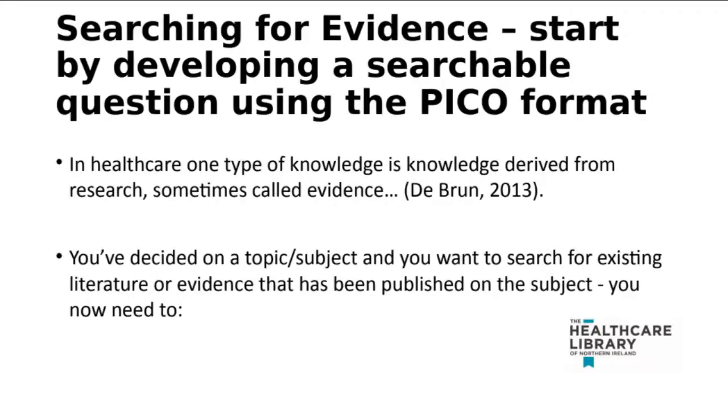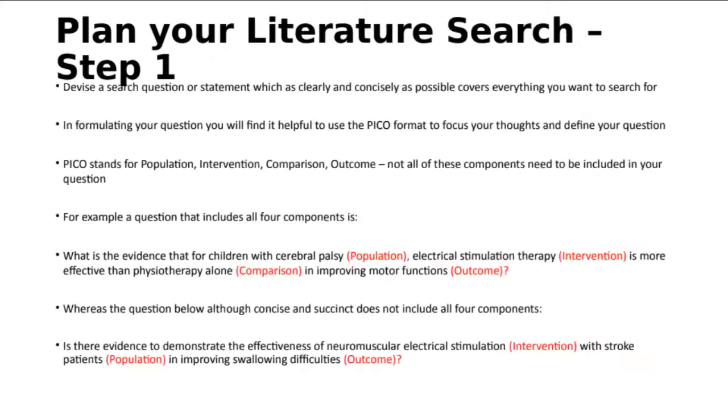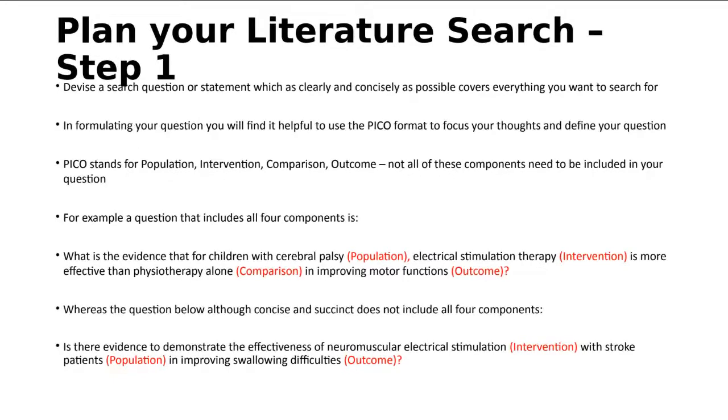When searching for evidence, start by developing a searchable question using the PICO format. So you have decided on a topic or a subject and you want to search for existing literature or evidence that has been published on the subject. You now need to plan your literature search. Step 1 in planning your literature search is to devise a search question or statement which, as clearly and concisely as possible, covers everything you want to search for.